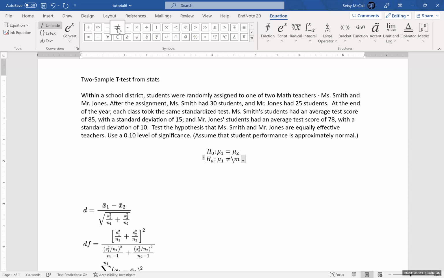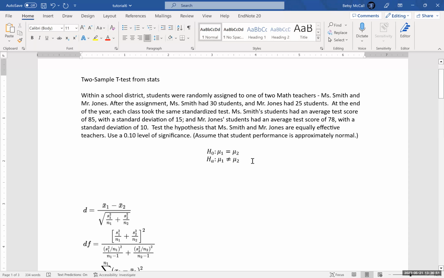So we're not particularly concerned with whether Smith is better than Jones or Jones is better than Smith. We just want to know if they're different. So these are our null and our alternative hypotheses.